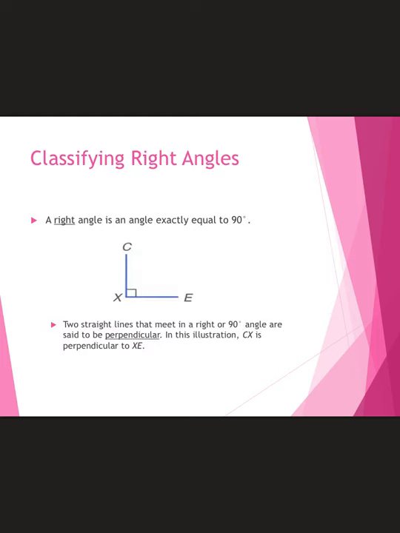And then we have a right angle that is exactly equal to 90 degrees. It should be like a corner, and it may be marked with a little square in the corner or an actual 90 degrees written there. So two straight lines that meet at a right or a 90-degree angle are said to be perpendicular. So here in this illustration, we can see that CX is perpendicular to XE because they meet at a 90-degree angle.